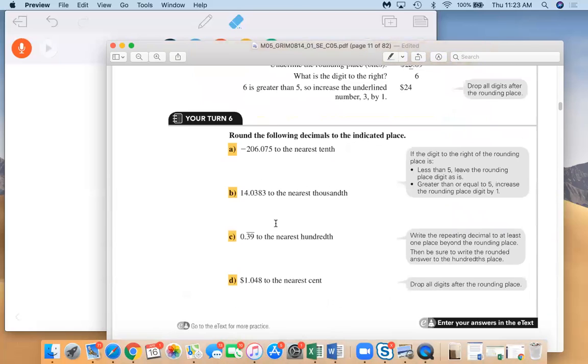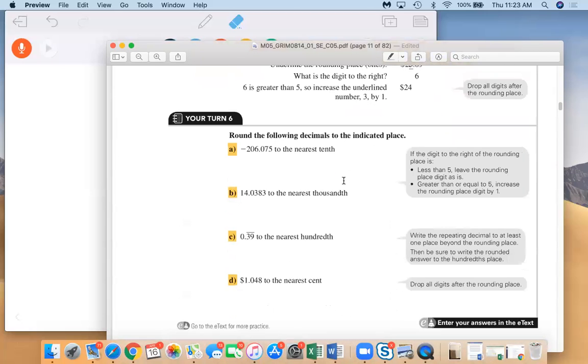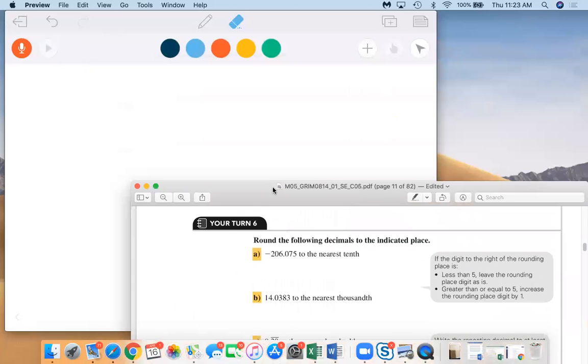So let's go down. We're on page 11 of your turn, for anyone following along. So let's look here. We have part A, negative 206.075, and we're rounding to the nearest tenth. That's this place. So we look to the right and we see that's a 5. So that means we round it up. So when we round up, we get negative 206.08.